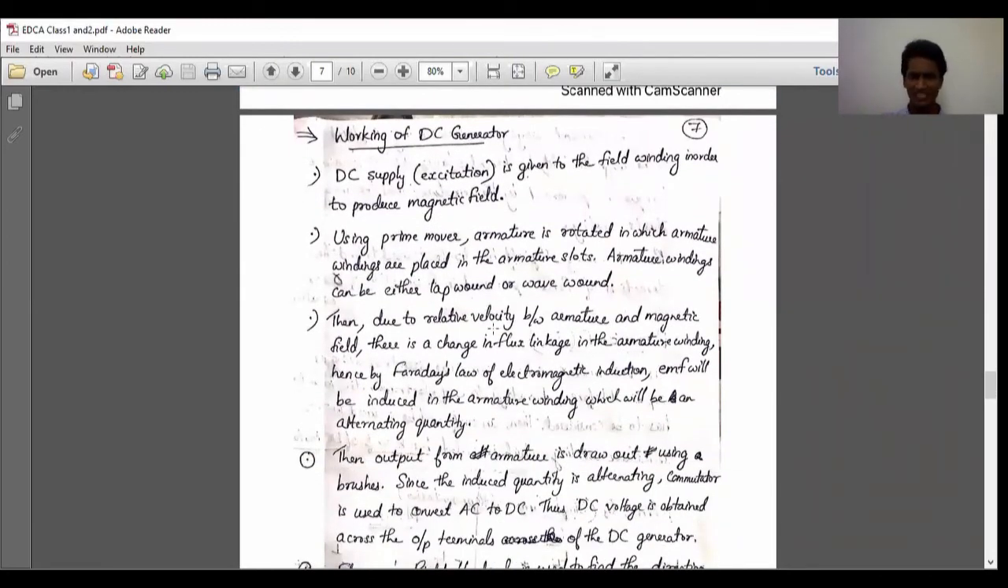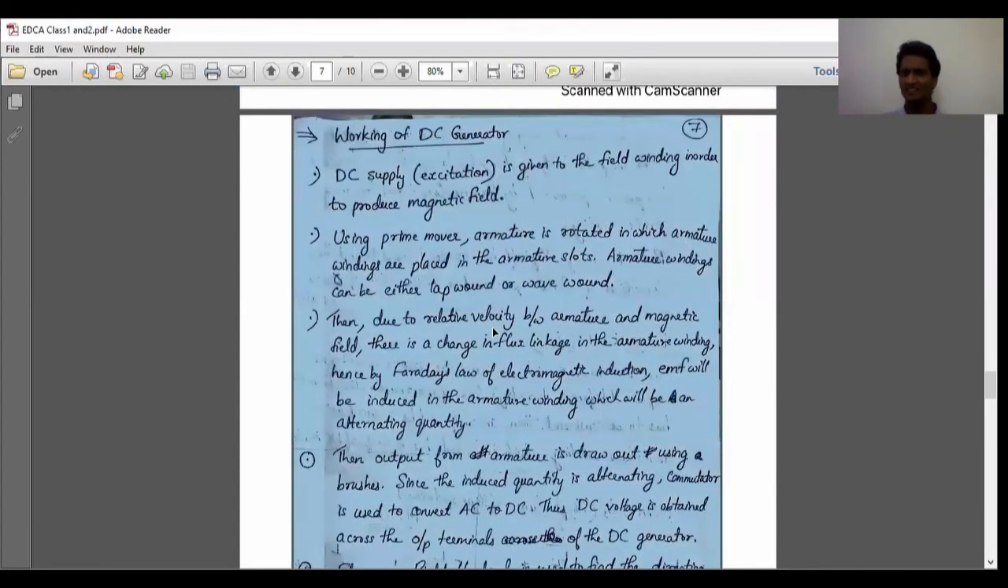Even though we have already discussed the working of DC generator, it is written separately. Still, we can have a short look on it. The DC supply is given to the field winding in order to produce magnetic field. That process is called excitation. Then, using a prime mover, armature is rotated, in which armature windings are placed in the armature slots, and armature windings can be either lap wound or wave wound.